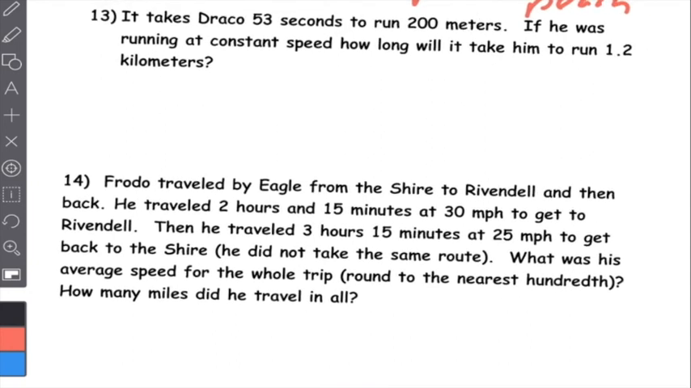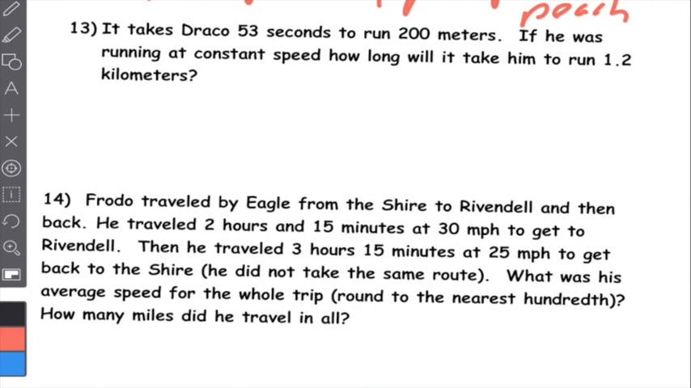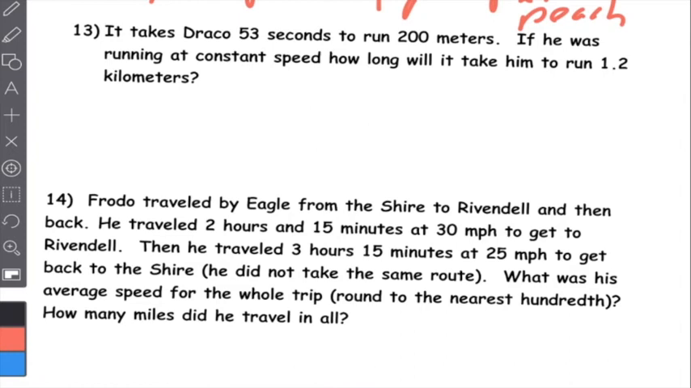Number 13 says this: it takes Draco 53 seconds to run 200 meters. If he was running at constant speed, how long would it take him to run 1.2 kilometers? Okay, so a couple things. Let's start setting this up. So it takes 53 seconds to run 200 meters.